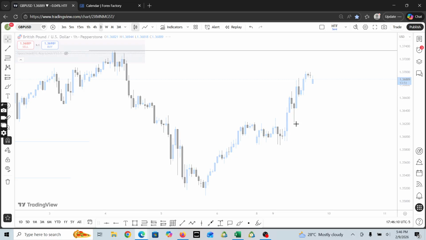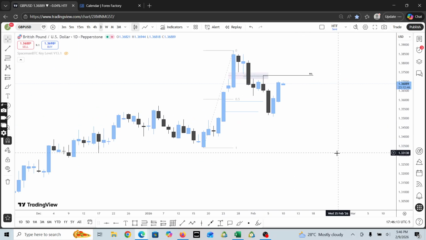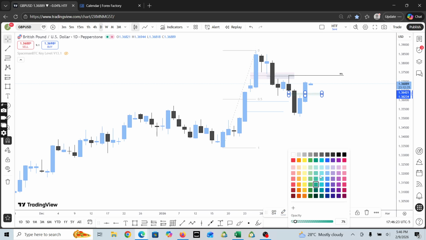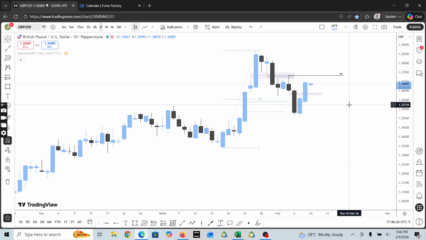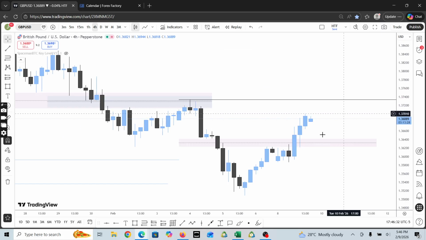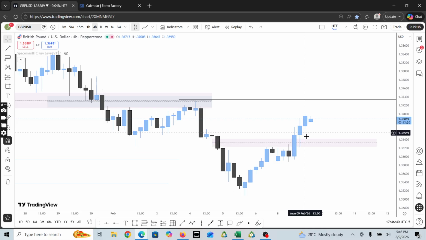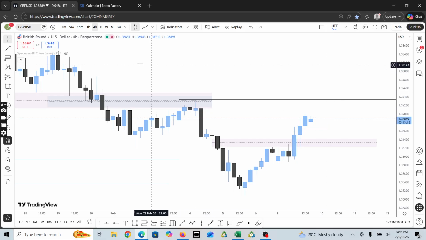On cable, yes, also closing above this inefficiency level here. And so all indications are pointing bullish for majors. We've already reclaimed this one, so I don't expect price to come all the way down. If anything, perhaps it should take this low for liquidity and then continue to the upside.